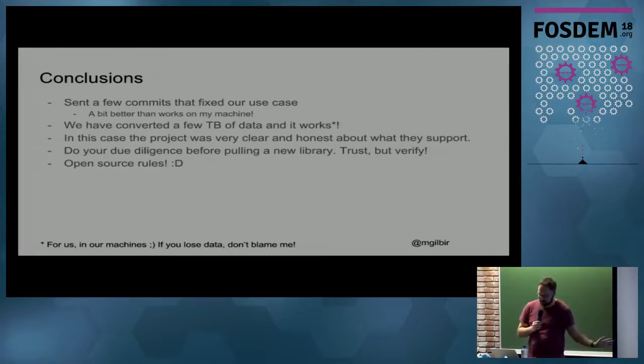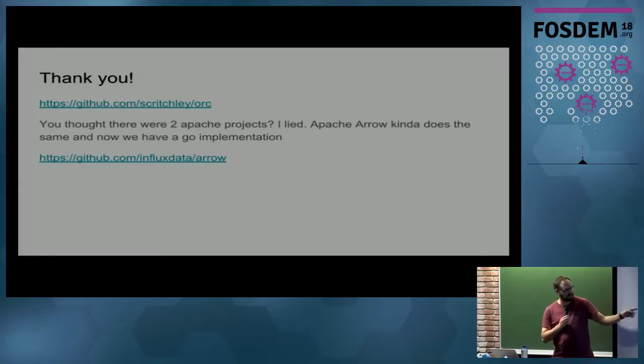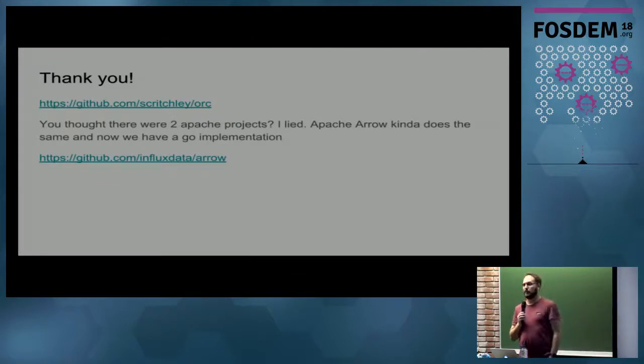Trust, but verify. And to finish on a cheerful note, and I think it's why we are all here, we are starting to get to a point where we have libraries for almost anything in Go, and open source rules. Last thing, I lied to you. The Apache Foundation does not have only two formats. They have another one called Arrow, that does kind of sort of the same. And the nice people at Influx Data have done a Go implementation for that. Thank you.